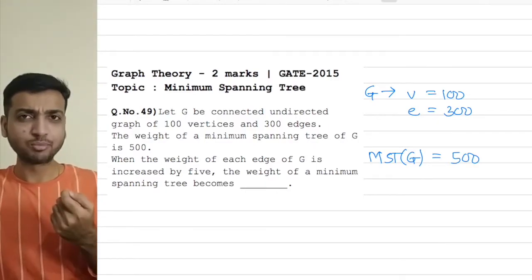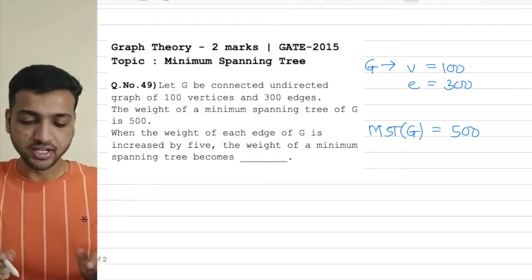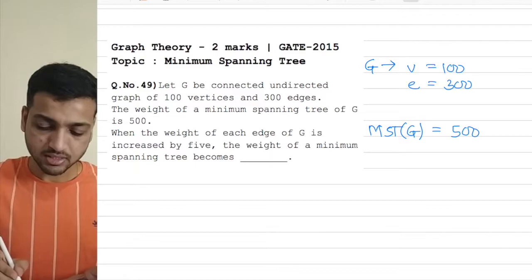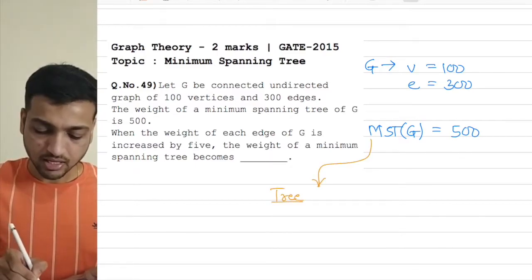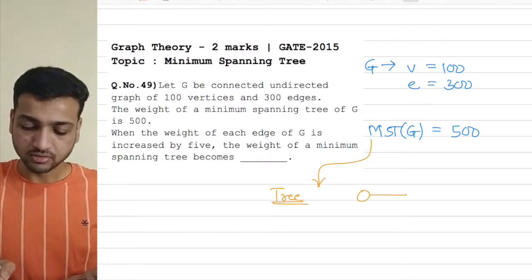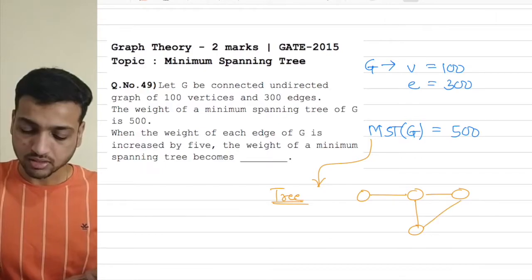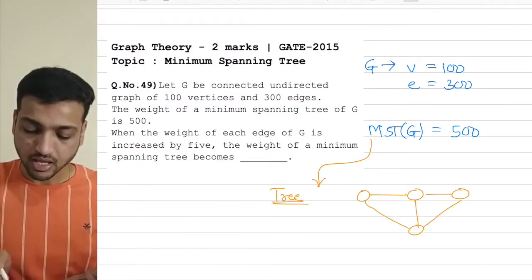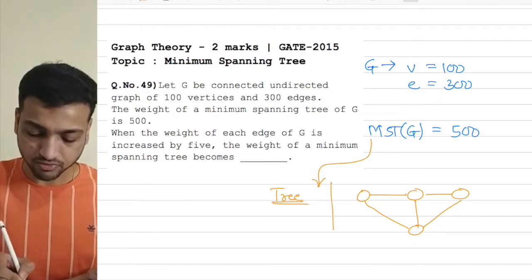Now if you really think about it, what is an MST? MST is nothing but a tree. Okay, so consider this graph here. Let me draw a random graph to explain this concept. So this is a random graph. Let me say this is my graph G here.